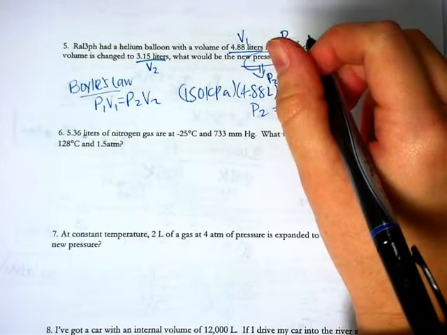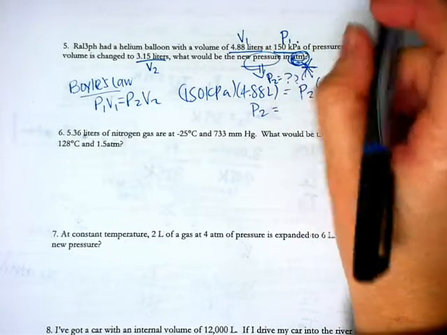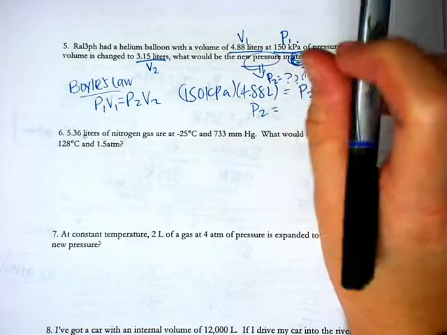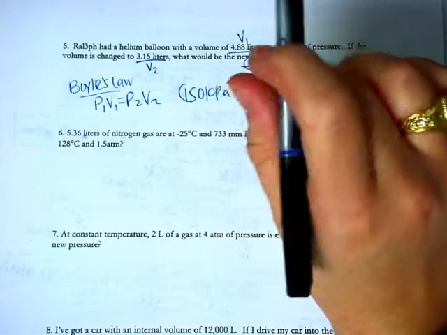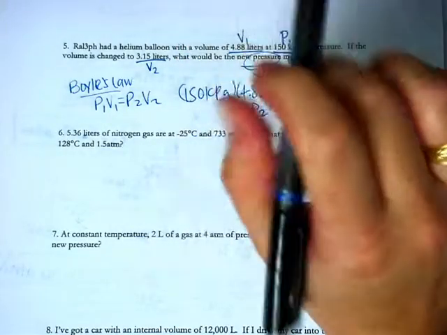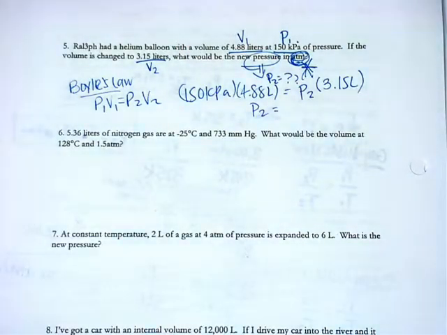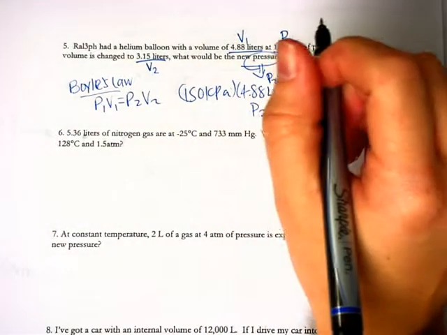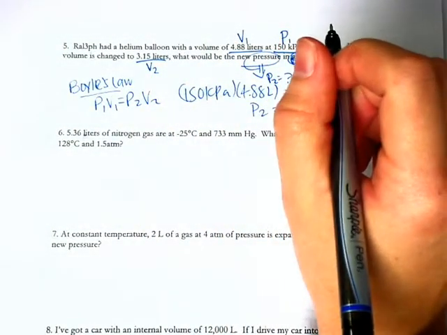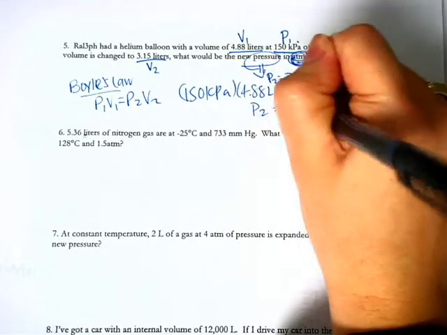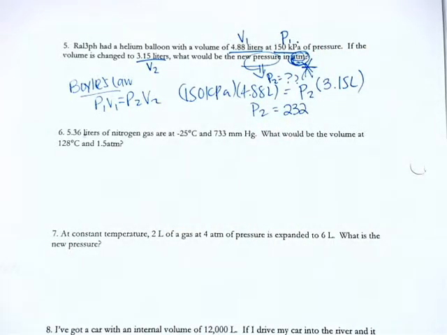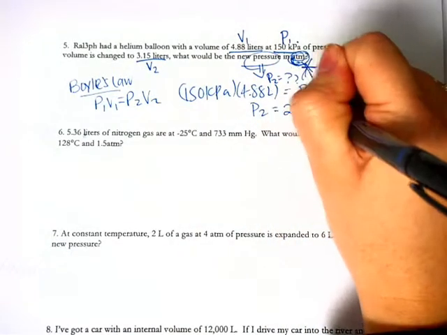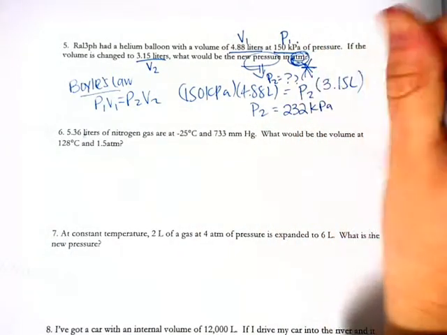So I shouldn't be the only one doing this. What did you get for P2? 170. Okay. Oh wow, I'm way off. So what do we get for P2? Almost there. 232. Awesome, thank you. And what are my units? Kilopascals, because that's what I put in.